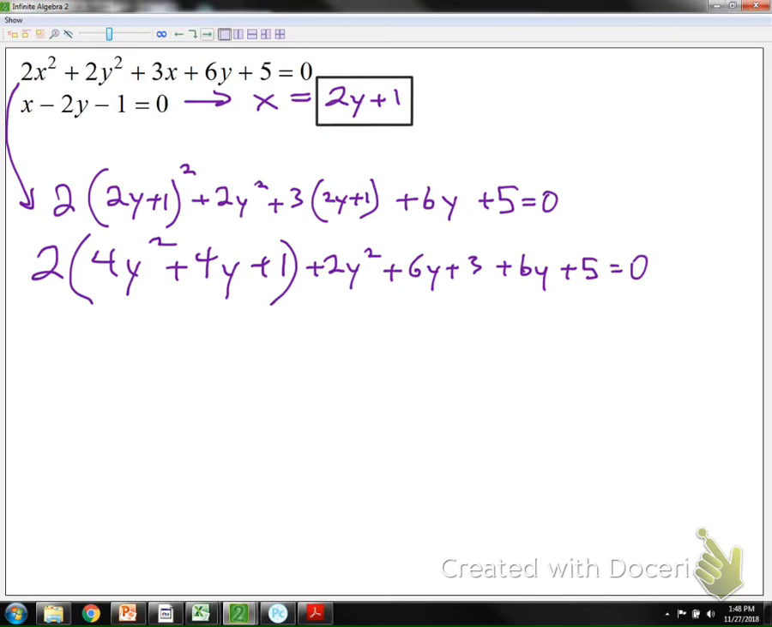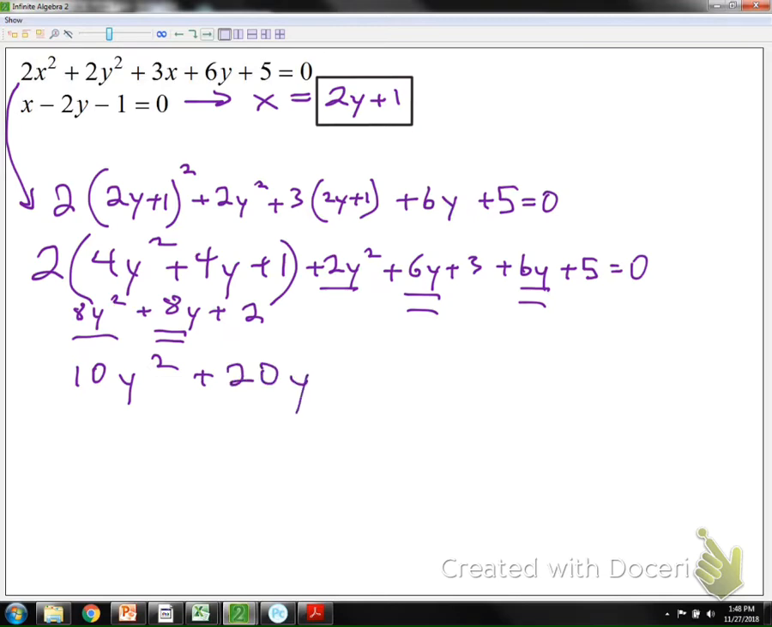Now distribute and combine like terms. I'm going to save a little space here. This is 8y squared plus 8y plus 2. And now we can combine our like terms. 8y squared and 2y squared is 10y squared. 8y, 6y, and 6y gives us 20y. And then 2, 3, and 5 will give us 10.